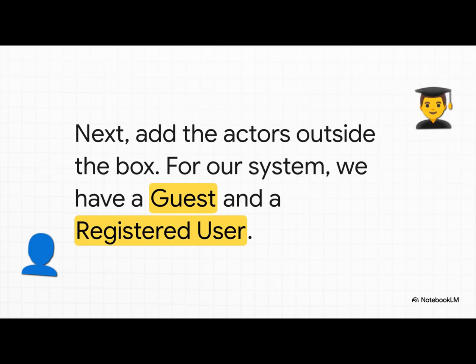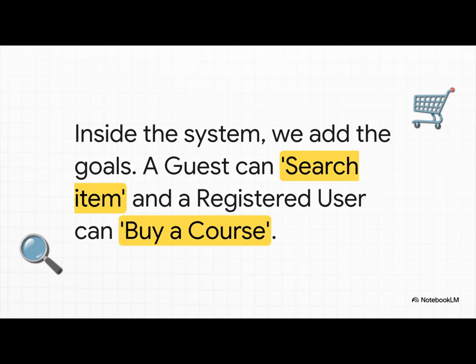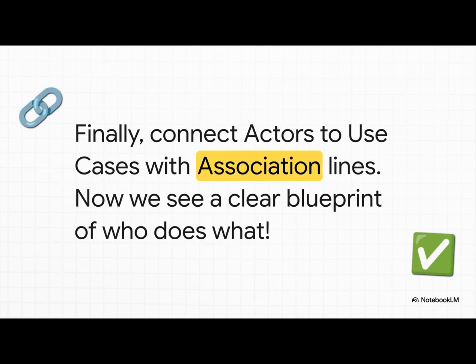We'll have a guest who isn't logged in and a registered user who is. So what do these actors want to do? Let's pop the use cases, those ovals, inside our system. A guest probably needs to be able to search item, and a registered user, well, they should be able to buy a course. And for the final step, we just connect the dots.